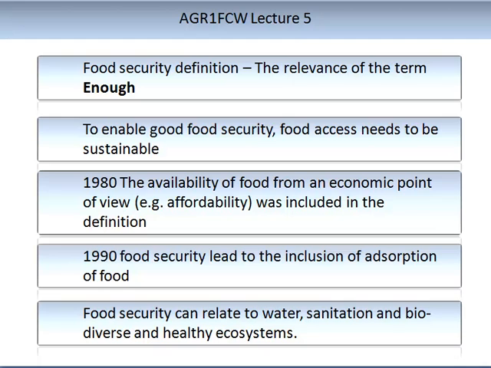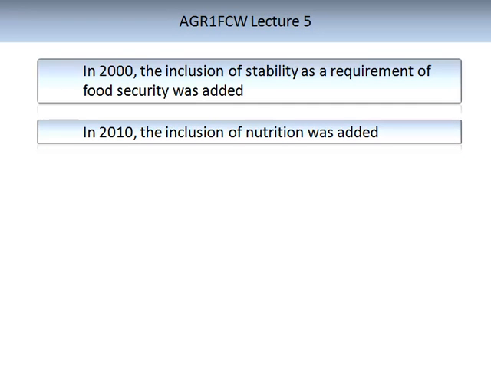And this was added to the definition. The definition evolved again in 1990, leading to the inclusion of absorption of food. This is a nutritional component. In 2000, the inclusion of stability as a requirement for food security was added. This was followed in 2010 by the inclusion of nutrition. Nutrition was included because there were observations of an increase in malnutrition in some women and children in some areas of the world.